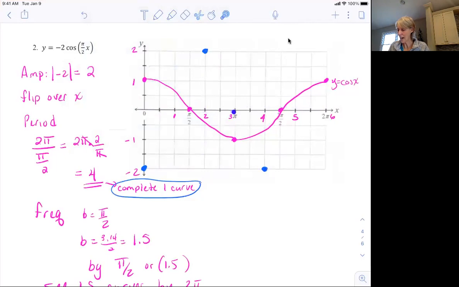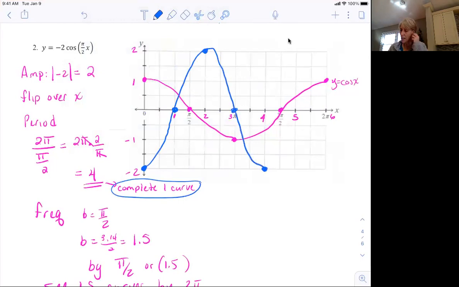Halfway in between my highest and lowest number is my x-intercept. So my x-intercept here is going to be at 1. Halfway in between my highest and lowest value. And go halfway and there. There's one curve by 4 units.